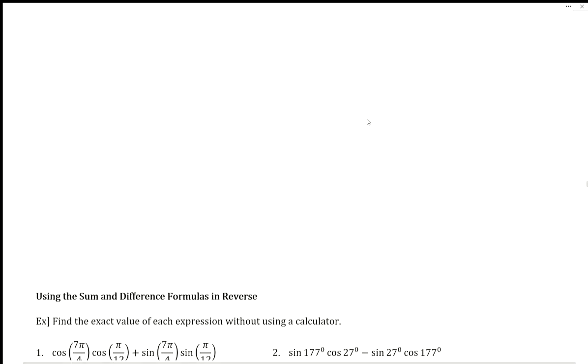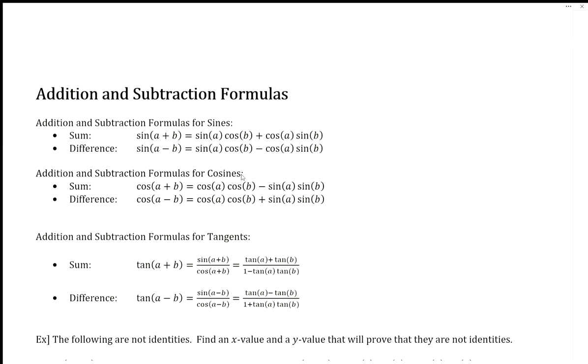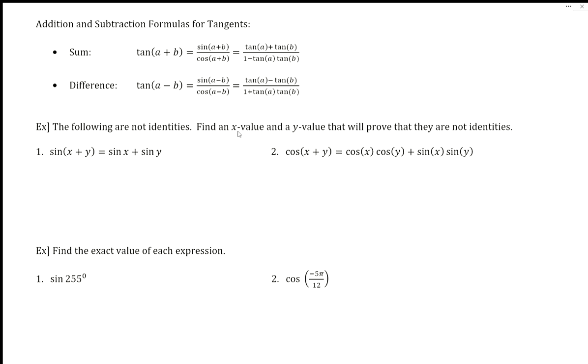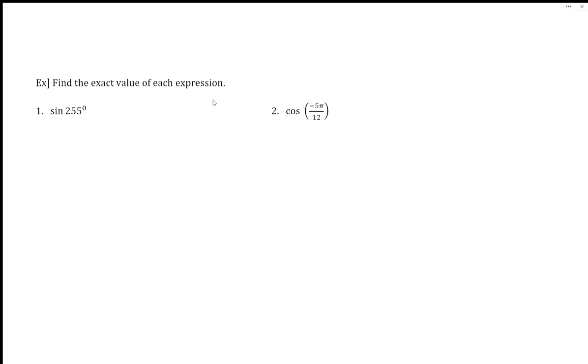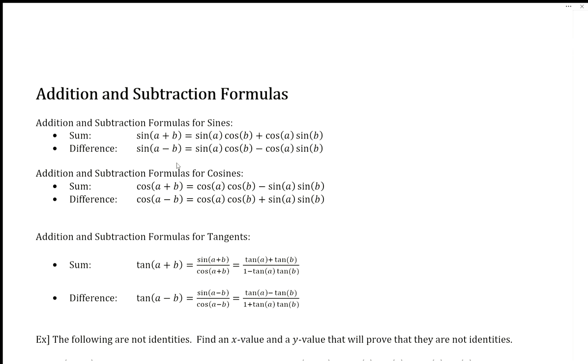So what I mean by that is, let's scroll back up. Here are the sum and difference formulas, or addition and subtraction formulas, with sines and cosines. And then there's also tangent, which we'll see being used soon as well, but really sine and cosine are the main ones. We usually use them from left to right, like in a previous video. But they are equations, so that means we can go right to left. That's what I mean by going in reverse.